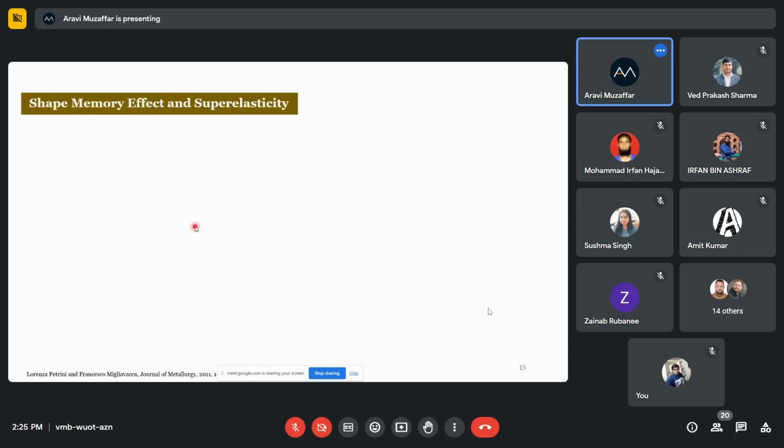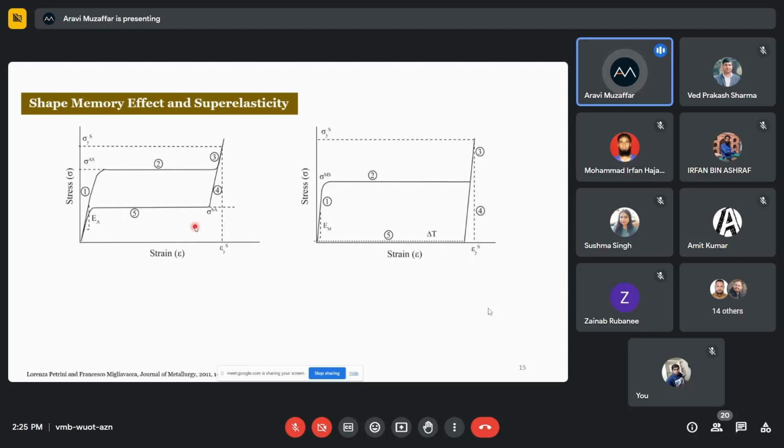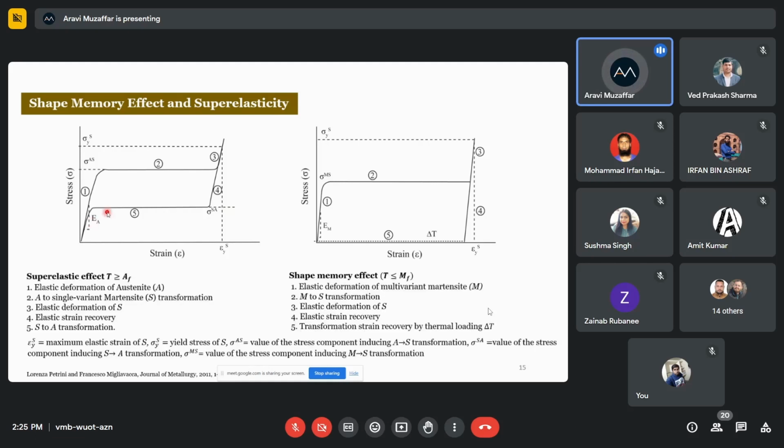The transformation temperatures need to be fit to the working temperature so that the material becomes really usable. As I told you, the two important characteristics of shape memory materials are the shape memory effect and superelasticity. This is the stress strain curve which describes the superelasticity of the material. At a temperature greater than the austenitic finish temperature, if we load, the test temperature is normally kept 15 degrees higher than the austenitic finish temperature, so that you are sure the entire phase is austenitic in nature.